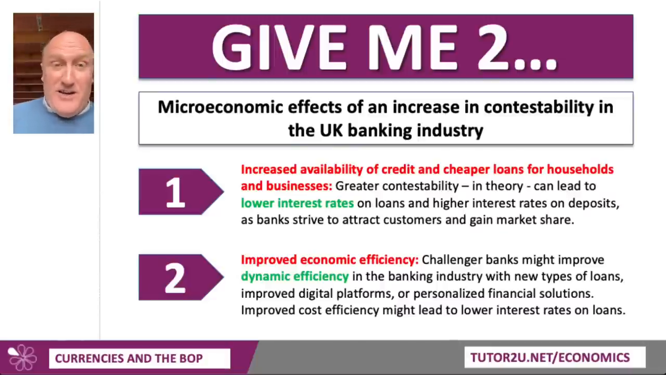A lot of you, by the way, talked about efficiency, which I was super pleased about. So challenger banks might improve dynamic efficiency, new types of loans, tremendous apps. I'm told I have to get a Monzo app on my smartphone. I must get one. And if you have one, maybe give it a shout out. Personalized financial solutions. So a lot of the micro effects probably to do with price. Consumer surplus was mentioned. Efficiency. Really, really good answers. I mean, top answers.